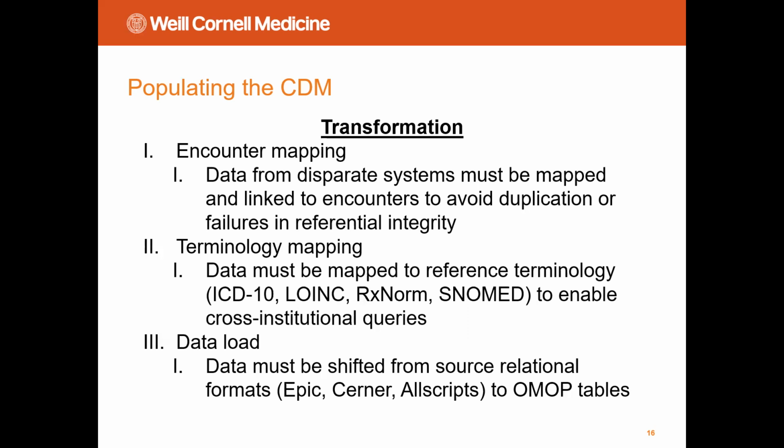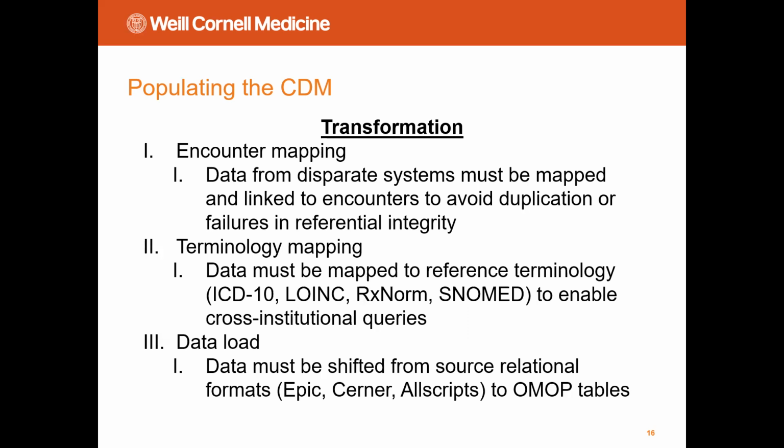The second thing that has to happen in order for this to go off without a hitch is terminology mapping. What I mean by this is that it's not enough for us in the OMOP world to say this patient has diabetes. We have to know exactly what kind of diabetes the patient has. And that means you need to load in a SNOMED code, and we can map the ICD-10.